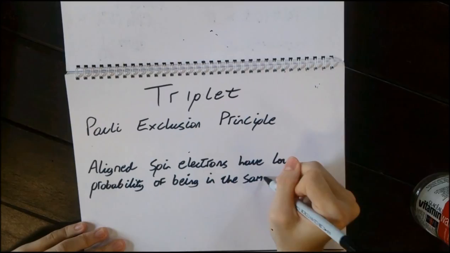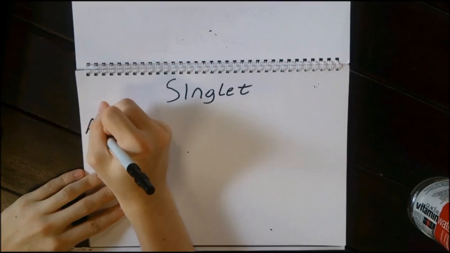However, in the singlet state, if R1 equals R2, the wave function isn't zero. Thus, what we can conclude is that electrons with anti-aligned spins have a much higher probability of being in the same space.